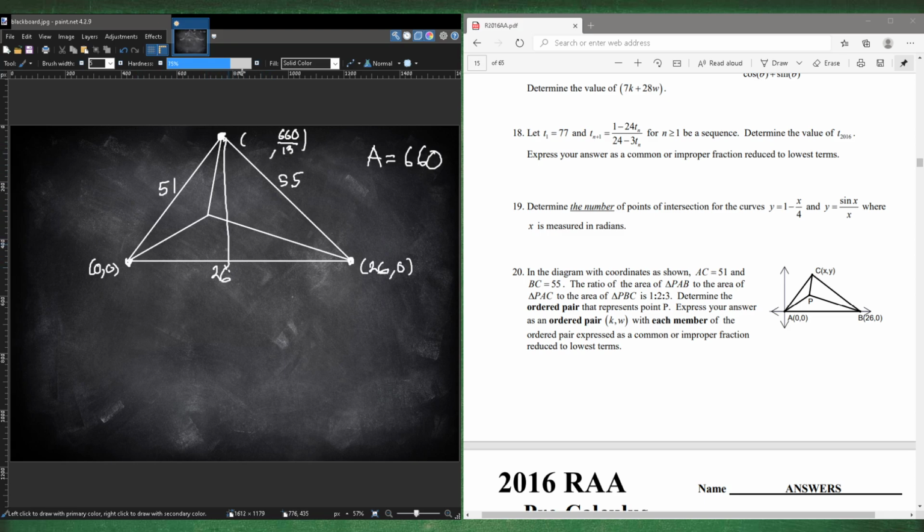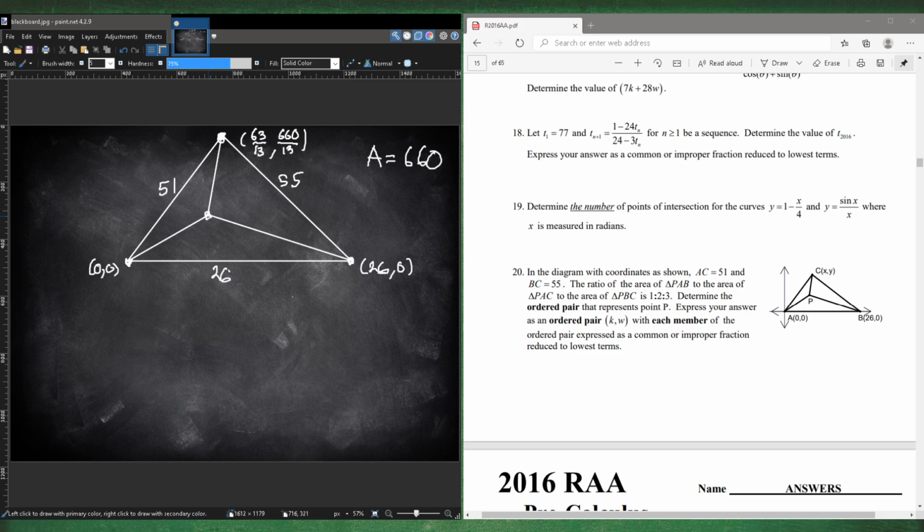Now, if that's our height, we could just make a right triangle, so we could just use the Pythagorean theorem. So then we could just use 51 squared minus (660 divided by 13) squared, and then take the square root. So just using our calculator, that means our x-coordinate is 63 over 13. These are really, really big numbers, so I just recommend using your calculator. Okay, so we find our value for this.